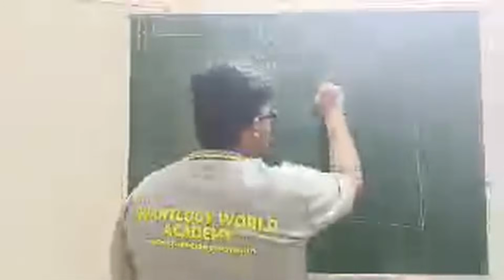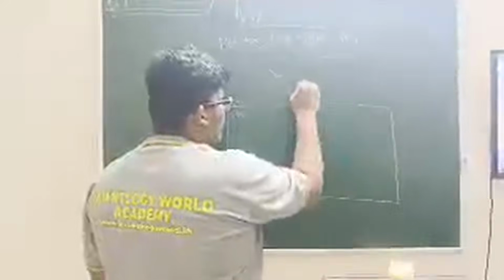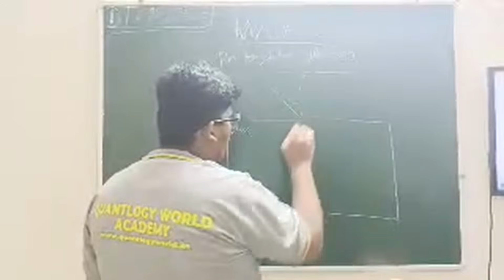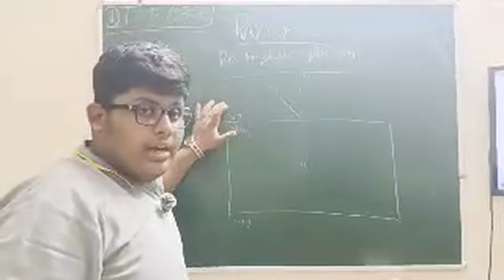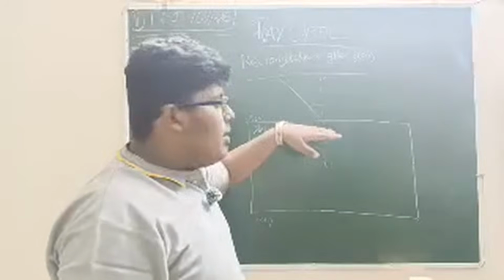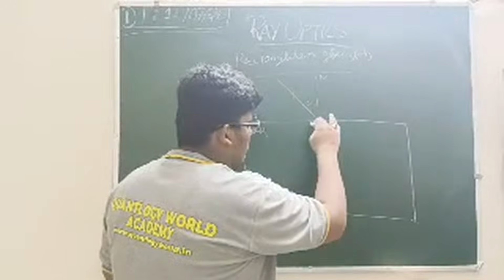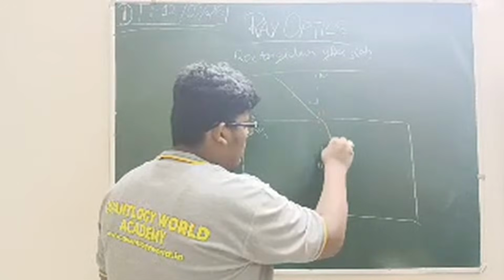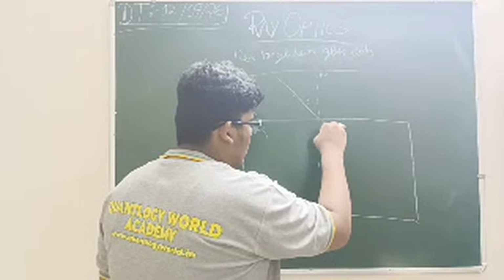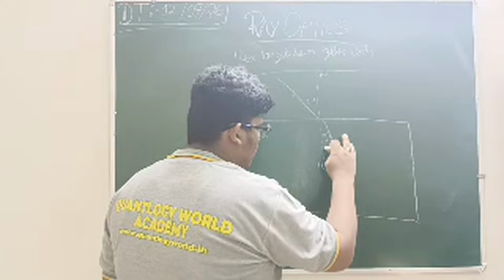This is the incident ray. This is the normal N dash. This is the angle of incidence. As air medium is rarer medium and glass medium is denser medium, the light will bend towards normal. This is R. This we can say I1, R1.